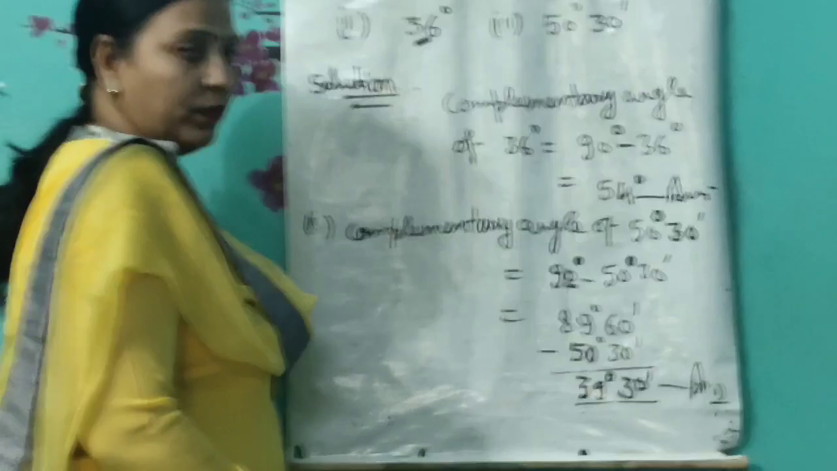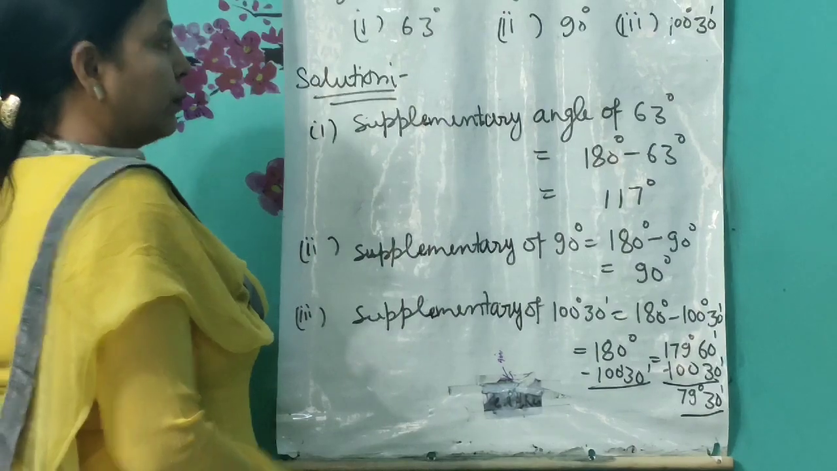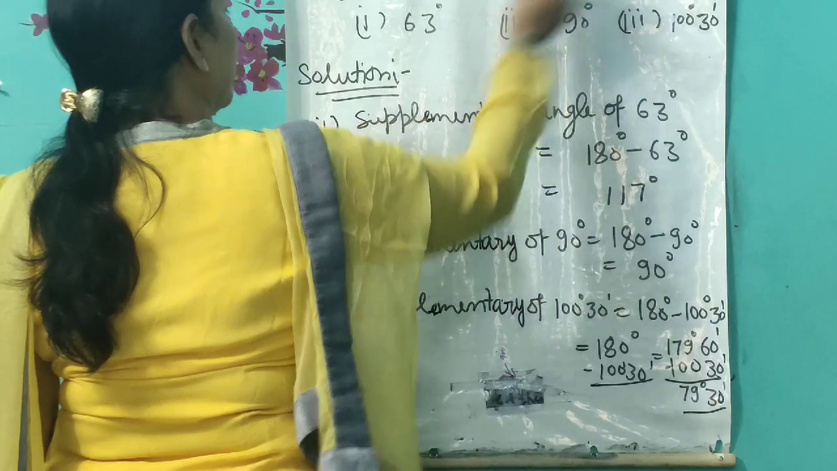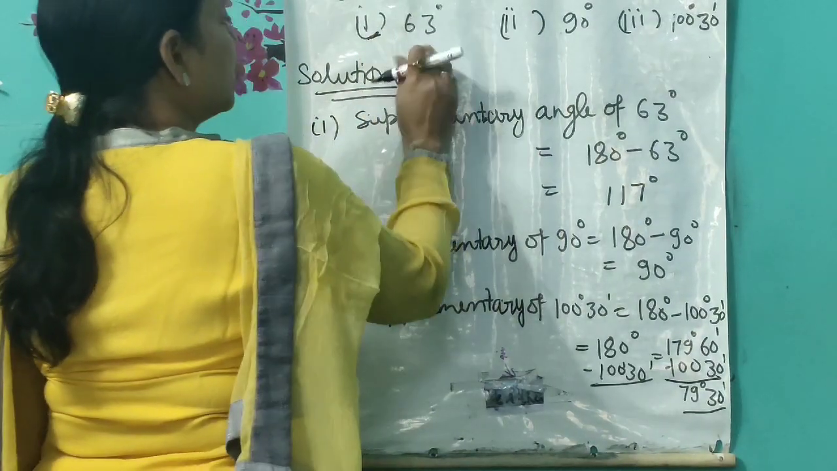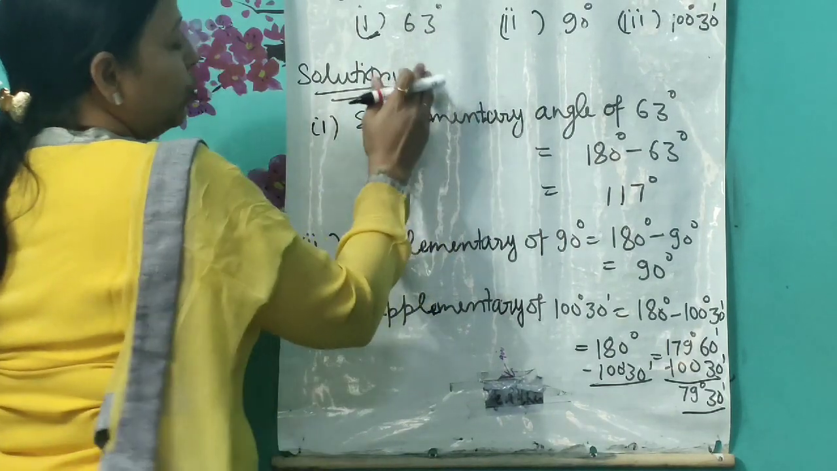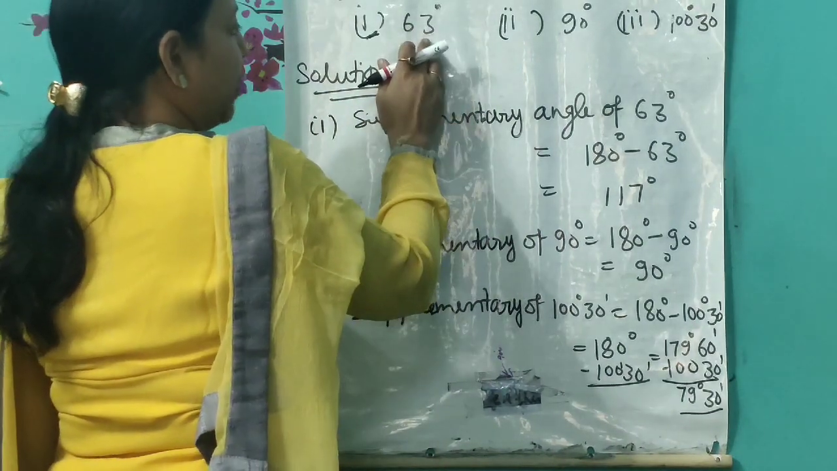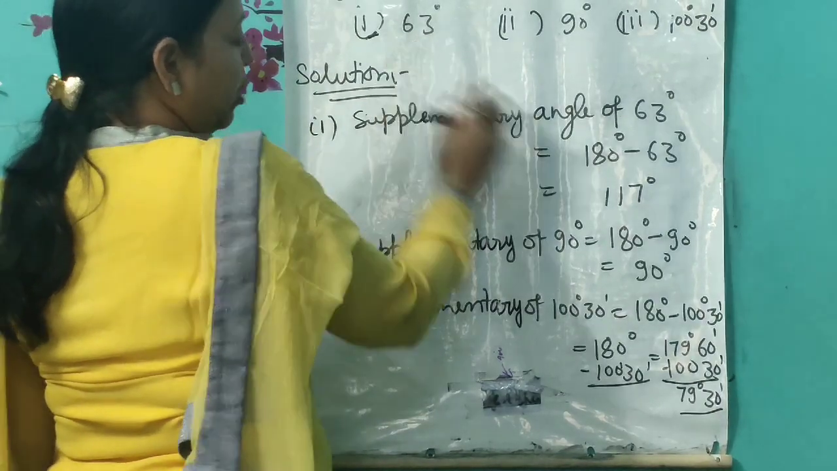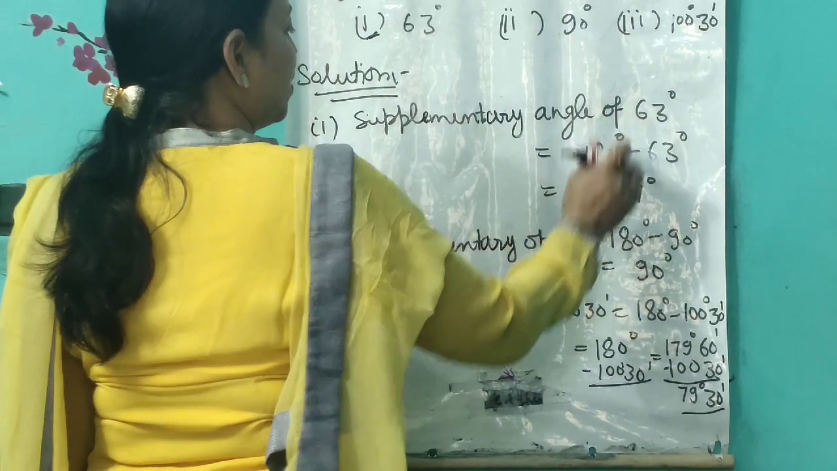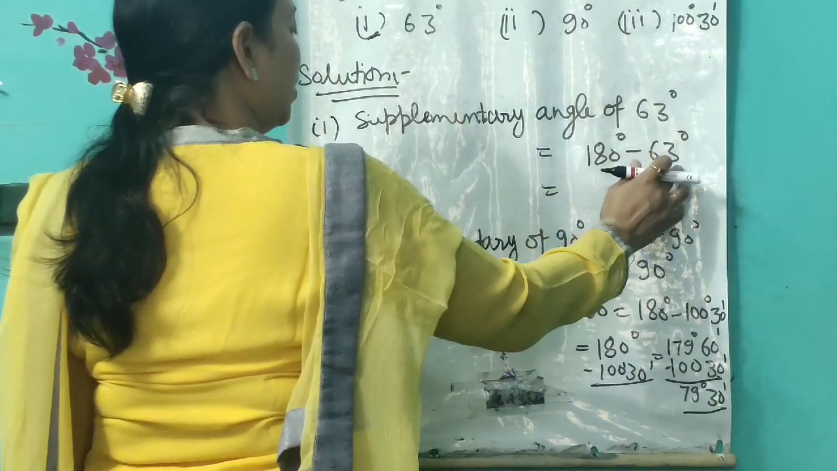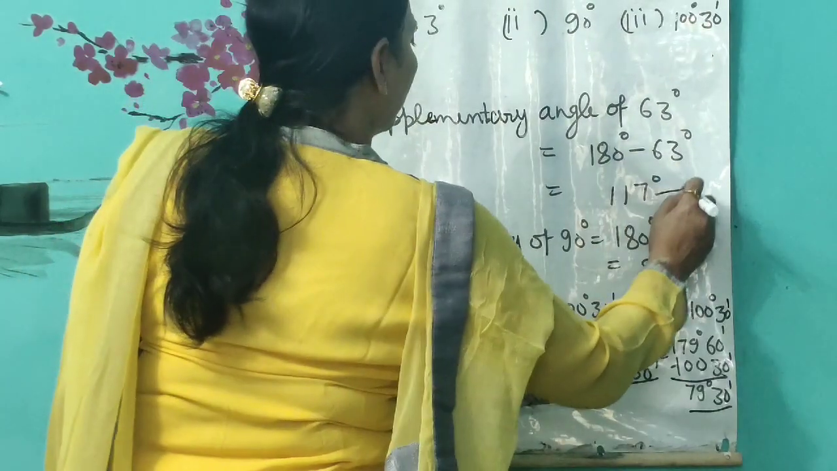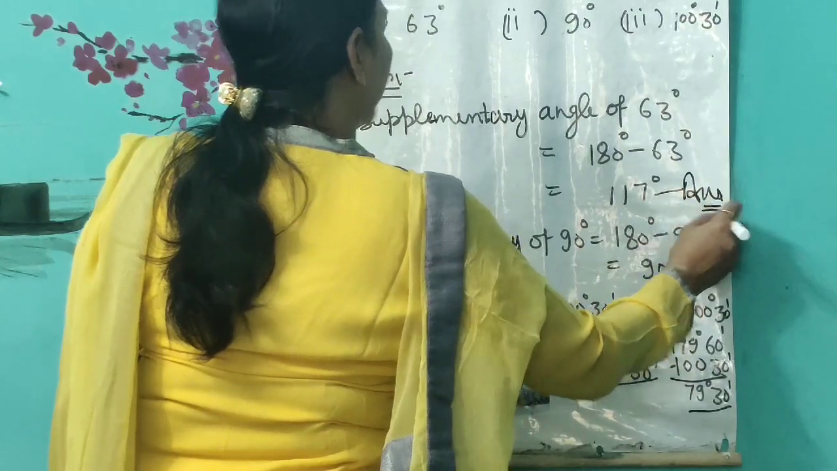Now find the supplementary angle of the following. The first one is 63 degree. So how to find the supplementary of 63 degree? You know, in case of supplementary we will subtract it from 180 degree. So 180 degree minus 63 degree. On subtracting, simply you will get 117 degree. So this is your answer, 117 degree.